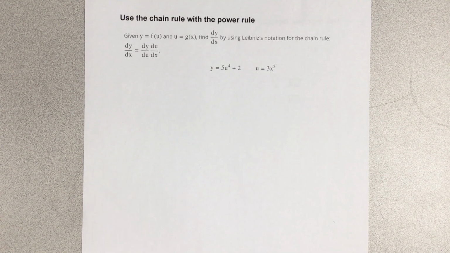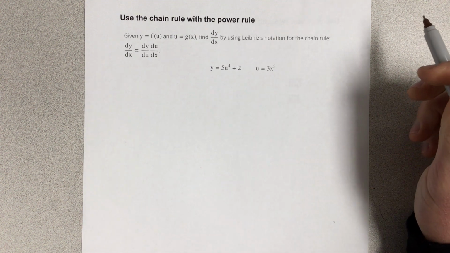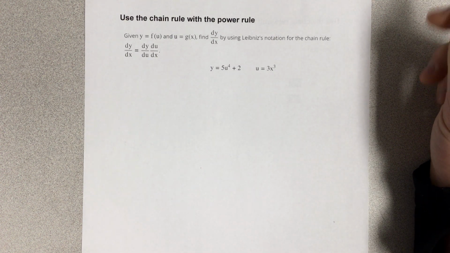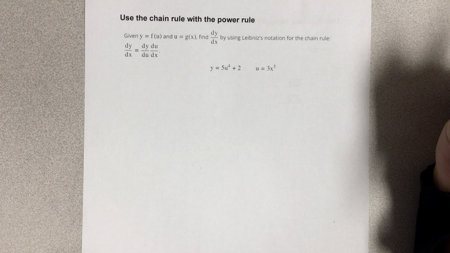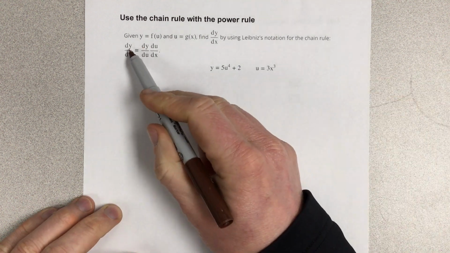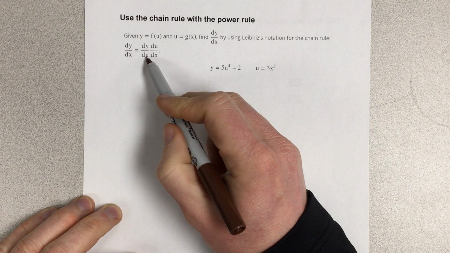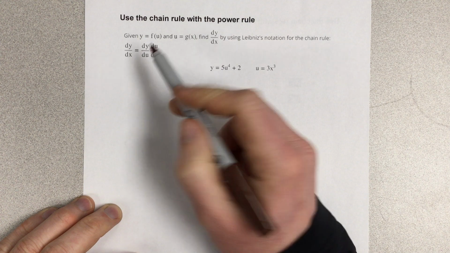In this video, we're going to use the chain rule with the power rule. And it says, given y equals f of u and u equals g of x, find dy dx using Leibniz notation for the chain rule. And they give you the notation dy over dx is equal to dy over du, du over dx being multiplied.